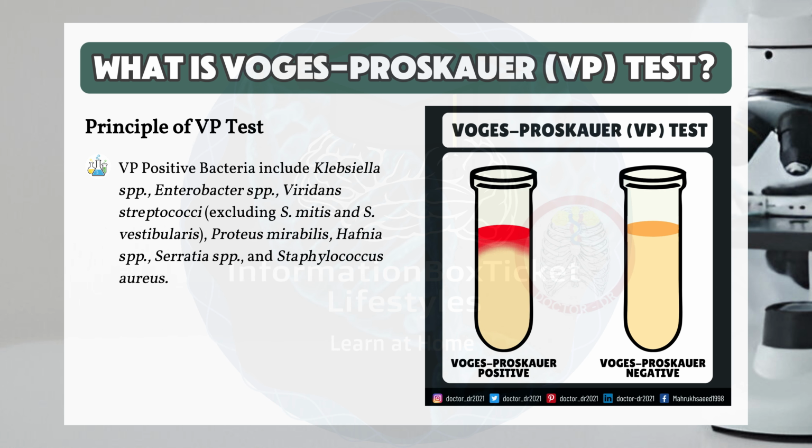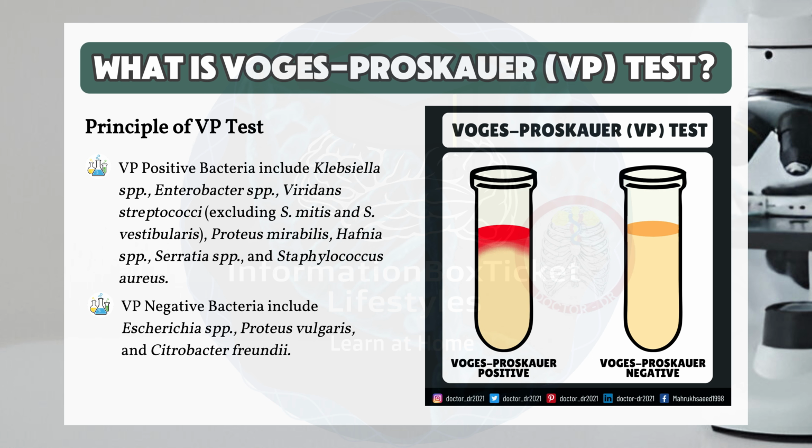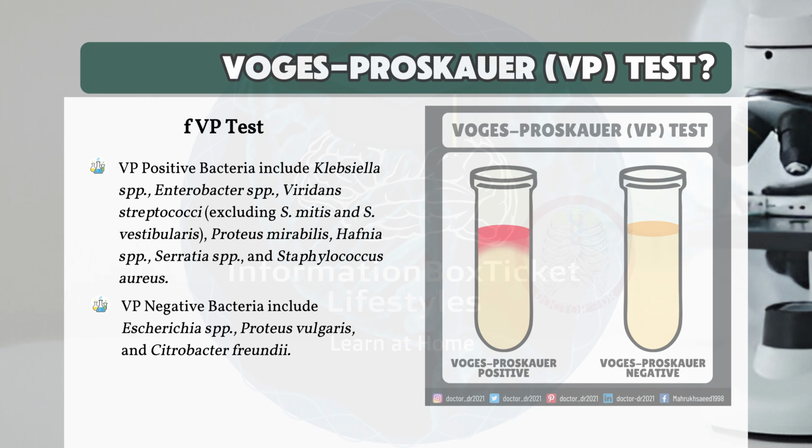VP positive bacteria include Klebsiella spp, Enterobacter spp, Viridans streptococci, excluding S. mitis and S. vestibularis, Proteus mirabilis, Hafnia spp, Serratia spp, and Staphylococcus aureus. VP negative bacteria include Escherichia spp, Proteus vulgaris, and Citrobacter freundii.